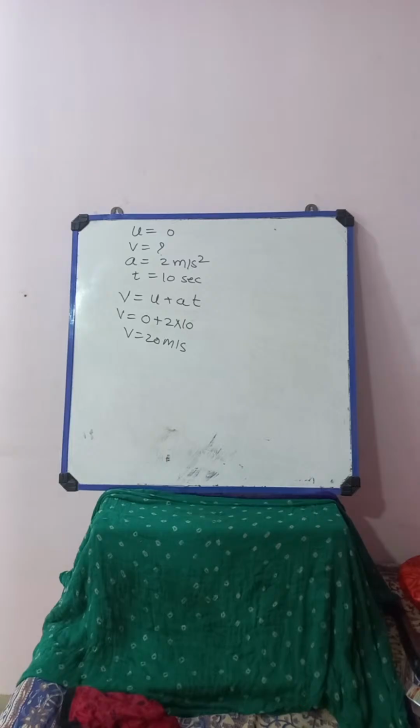So here they are saying a car is moving with a velocity of 10 meter per second. It accelerates at a rate of 2 meter per second square for 5 seconds. Calculate the distance traveled.